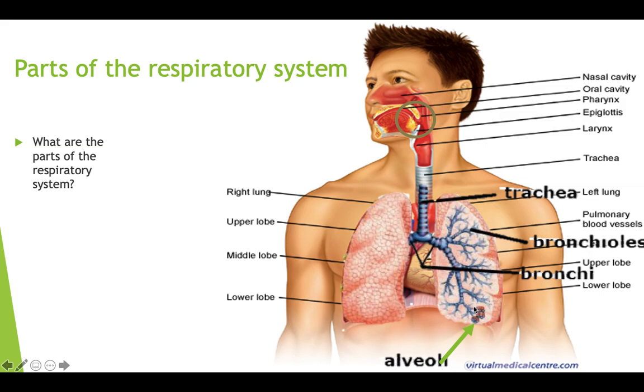Then at the end of these branches, we have the alveoli. The alveoli is the major part in which the most important exchange, the gas exchange, happens. And this is the reason why we breathe in oxygen but then breathe out carbon dioxide. This is the main part where the oxygen taken in by the lungs gets into the bloodstream.